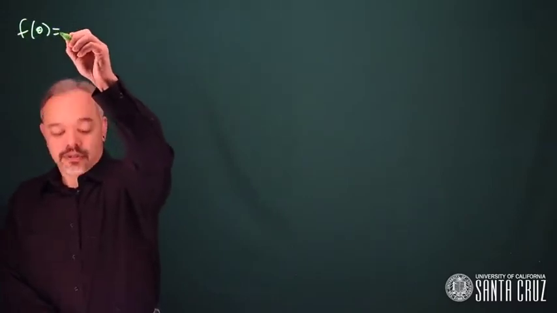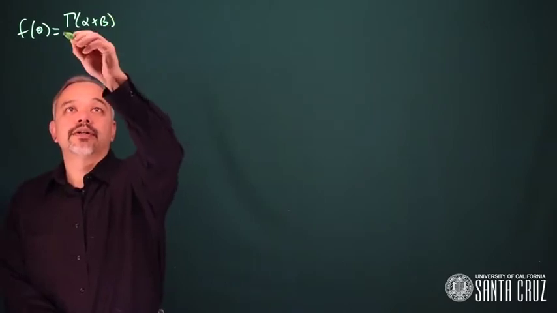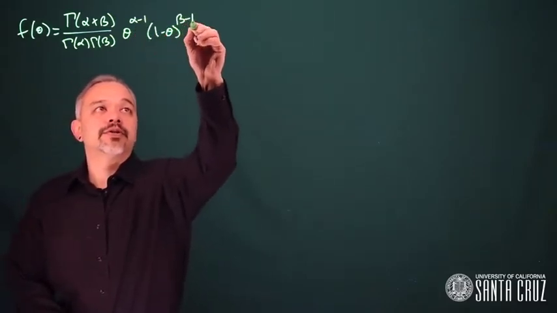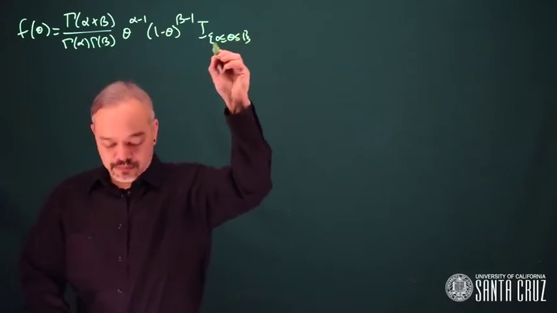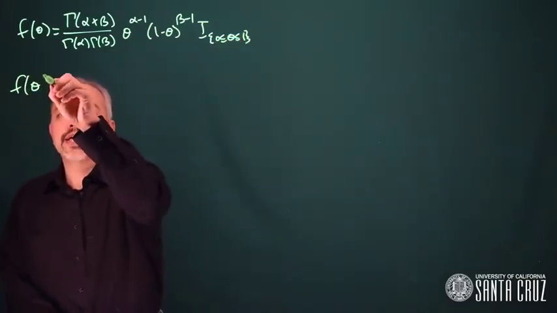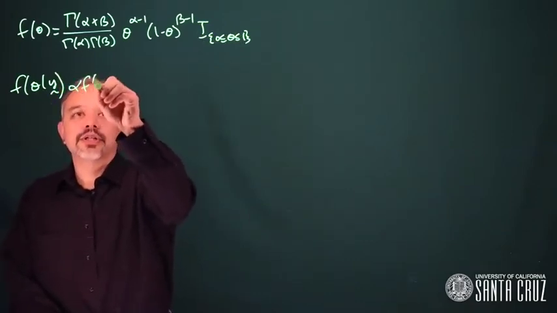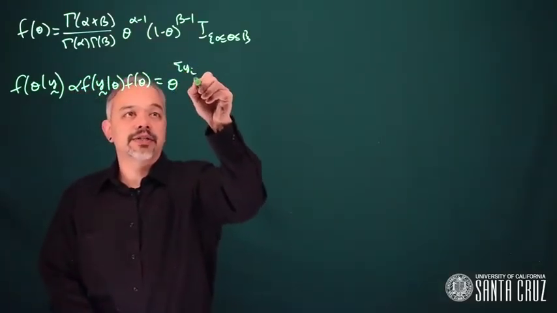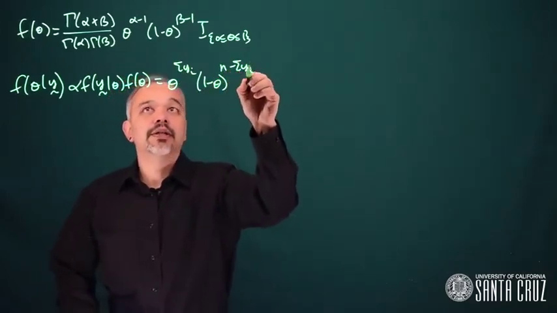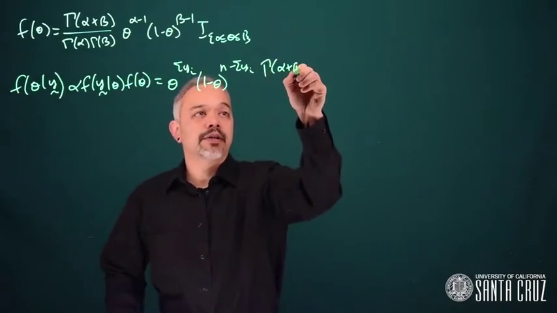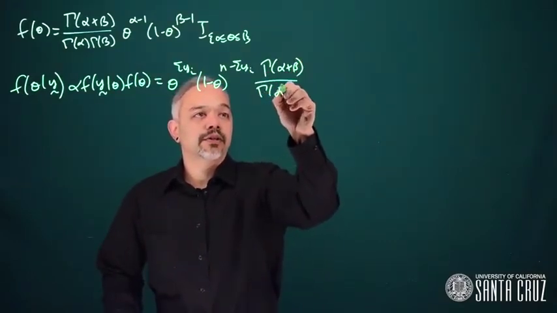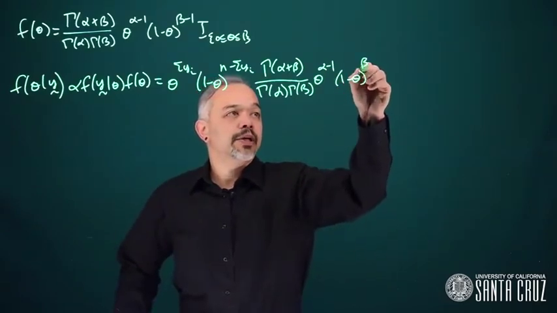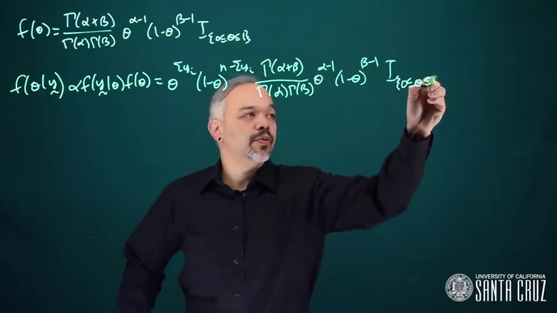Recall the beta prior looks like f of theta is gamma of alpha plus beta over gamma of alpha, gamma of beta, times theta to the alpha minus 1, 1 minus theta to the beta minus 1, over the interval from 0 to 1. Thus, we can look at the posterior for theta given y. This is proportional to the likelihood times the prior, which is theta to the sum of the y sub i's, 1 minus theta to the n minus sum of the y sub i's times this prior, gamma of alpha plus beta over gamma of alpha, gamma of beta, theta to the alpha minus 1, 1 minus theta to the beta minus 1 over the interval as theta goes from 0 to 1.